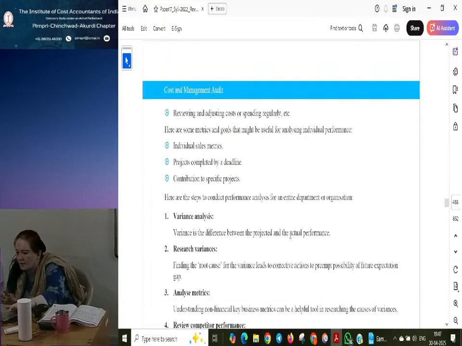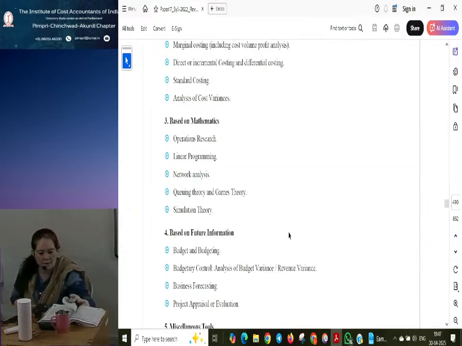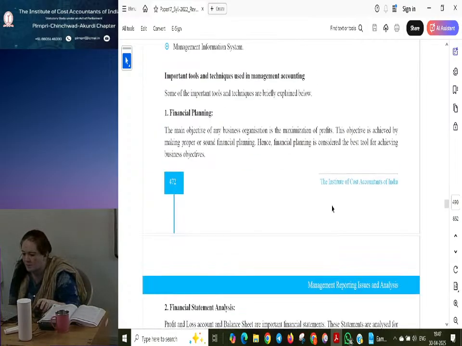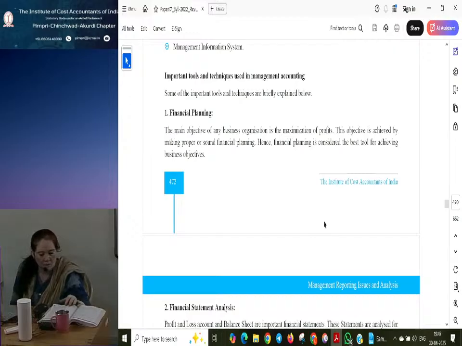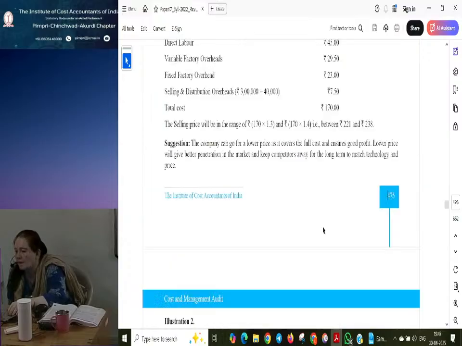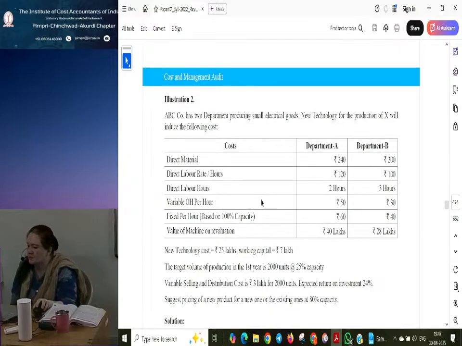So we did the first question. Oh no, where is this? This is page number, it says 461, but there are so many things in the books. Yeah, coming to illustration 2. Let's do this problem.